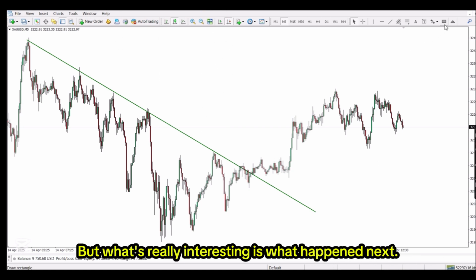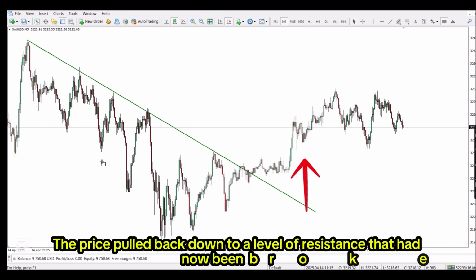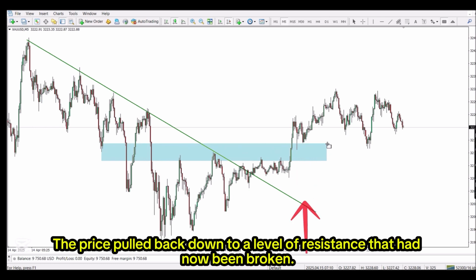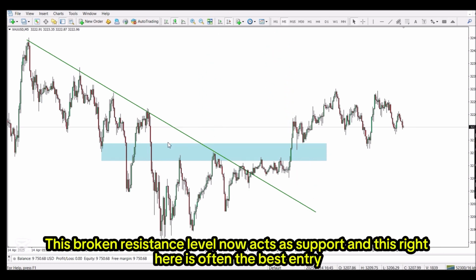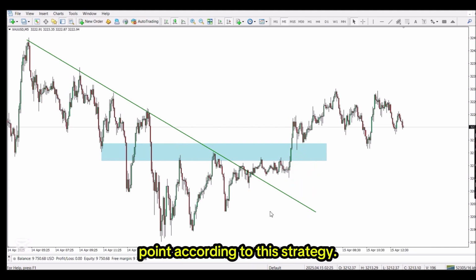But what's really interesting is what happened next. The price pulled back down to a level of resistance that had now been broken. This broken resistance level now acts as support. And this, right here, is often the best entry point according to this strategy.